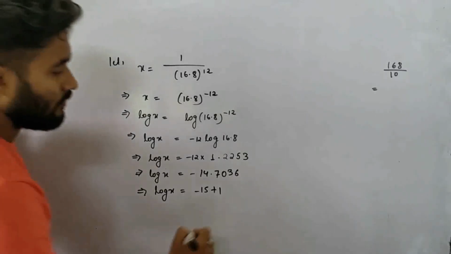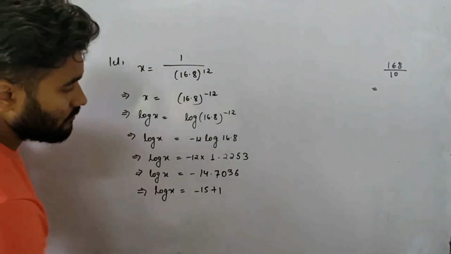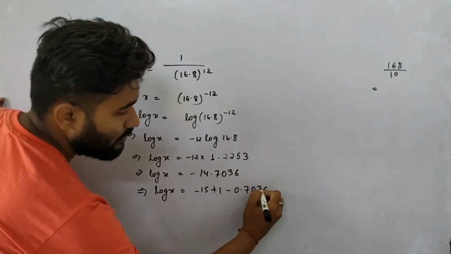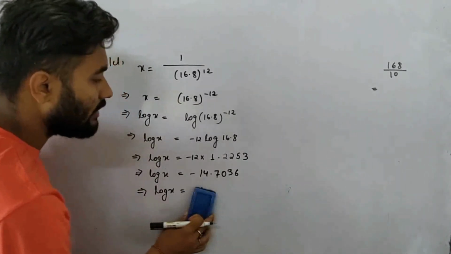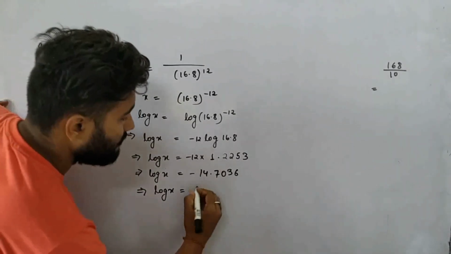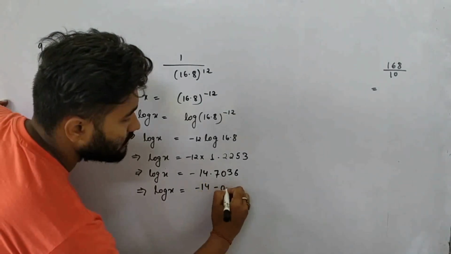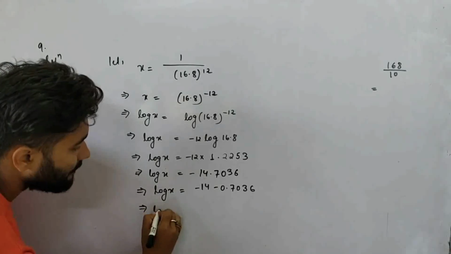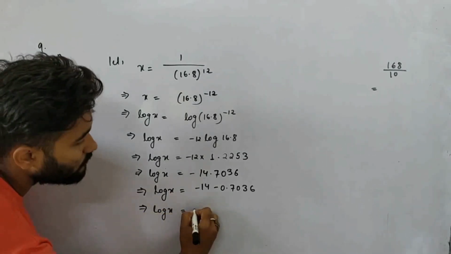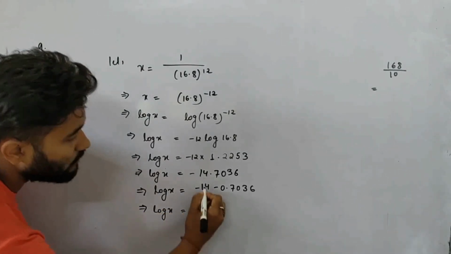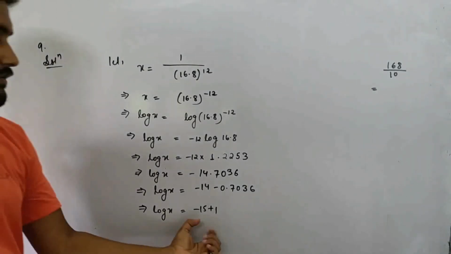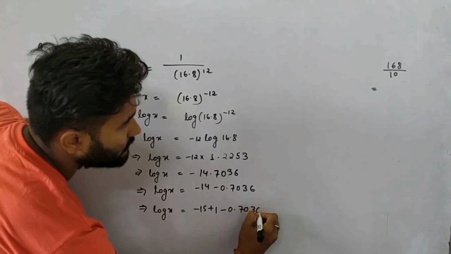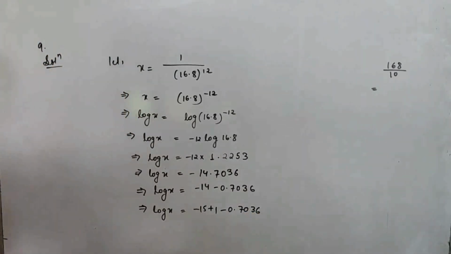plus 1, and then minus 0.7036. One more line if you want, you can write one more line like that: say minus 14 minus 0.7036. Then which implies log x will be equal to minus 15 plus 1. Minus 14 I have written as minus 15 plus 1, and then minus 0.7036. Done.